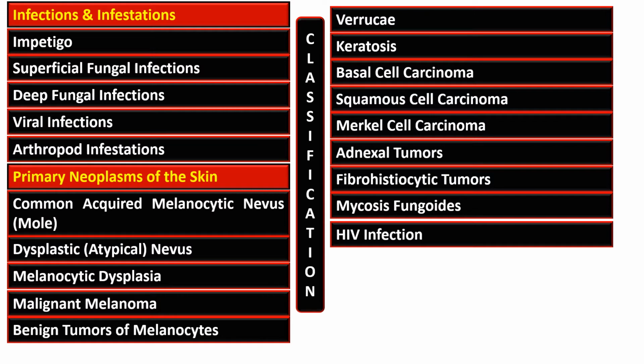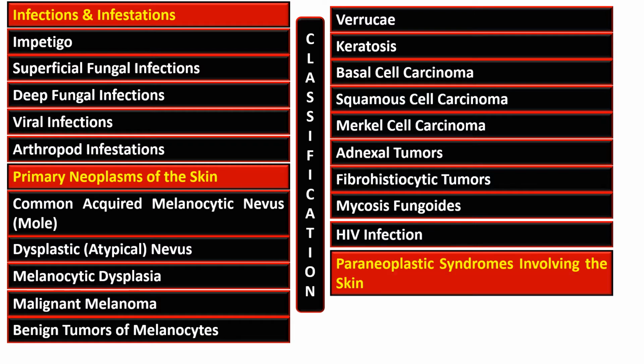While the neoplasms of the skin, the primary neoplasms of the skin, are common acquired melanocytic nevus, dysplastic nevus, melanocytic dysplasia, malignant melanoma, benign tumor of the melanocytes, verruca, keratosis, basal cell carcinoma, squamous cell carcinoma, Merkel cell carcinoma. There are varieties of adnexal tumor that occur in the skin, fibrohistiocytic tumor, mycosis fungoides, and HIV infection. Then there are some paraneoplastic syndromes that involve the skin.